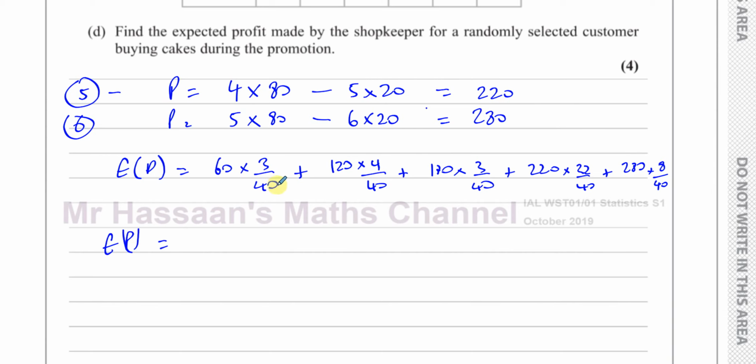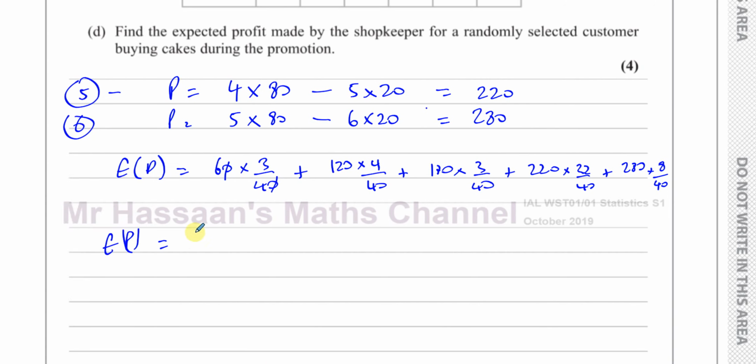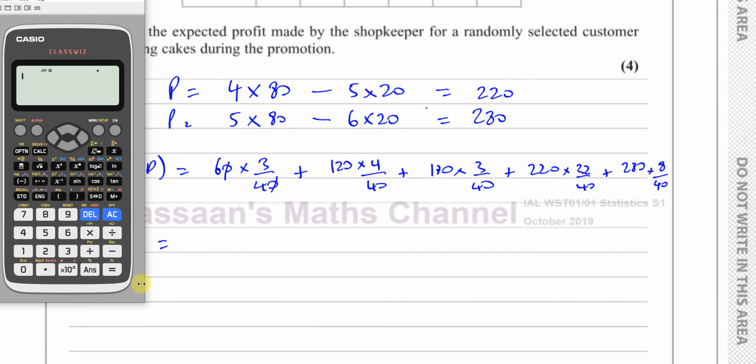So that's going to give you 60 times 3 quarters. Let me just put this in the calculator as it is. But I can take out 1 over 40 from all of these. Okay, so what I'll do is I'll take 1 over 40 out. So I'll have 1 over 40. Then I'll multiply that by 60 times 3, plus 120 times 4. Be very careful not to make silly mistakes in your calculator.